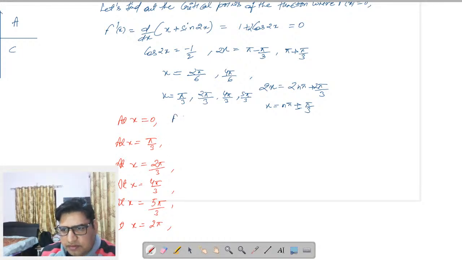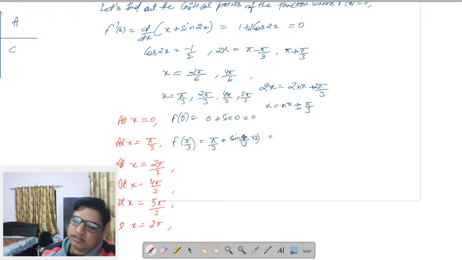So here we have f(0), so f(0) will be equal to 0 plus sin 0, that is 0 only. f(π/3) is π/3 plus sin π/3 into 2. Okay, and sin 2π/3 is how much? So it is π minus π/3, so that is minus 1 by 2, and so it will be π/3 minus 1 by 2.